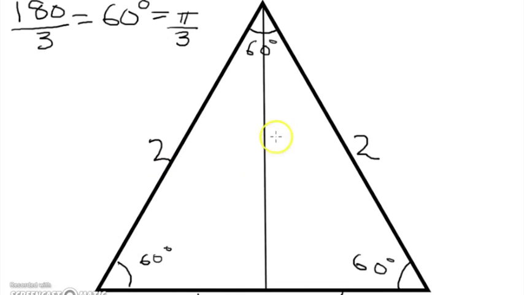Now let's take a look at the bisected angle up here. The bisected angle will be 1/2 the value of the original angle. Therefore, the value of the bisected angle is 30 degrees.